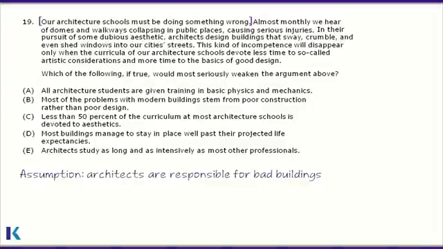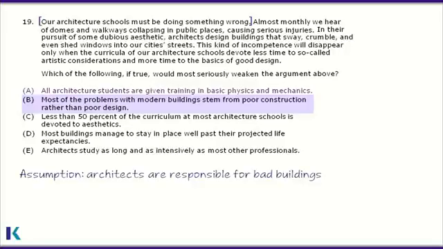Since this is a weaken question, look through the answer choices to find an alternate cause. And answer choice B is exactly what you need. Most of the problems with modern buildings stem from poor construction rather than poor design. That's another reason buildings are falling down. It's not that they're designed poorly, it's that they're built poorly. B is the correct answer, but let's take a quick look at some of these wrong answer choices.